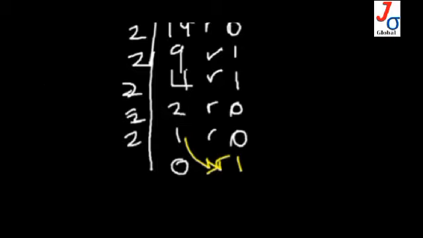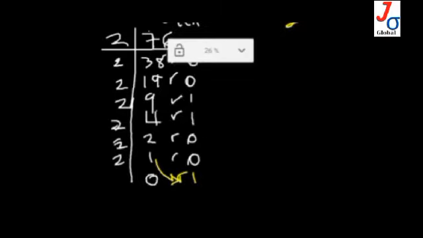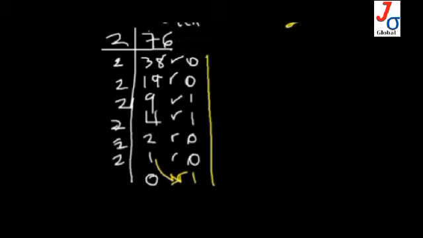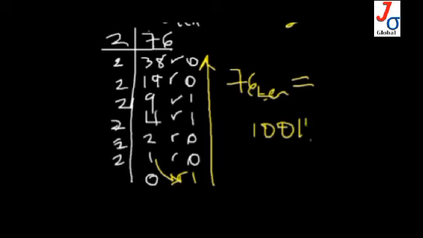So therefore, we have something like this. We're going to write our numbers from the bottom to the top. So converting 76 base 10 to base 2, we're going to get 1001100 base 2. We've converted 76 base 10 to base 2.